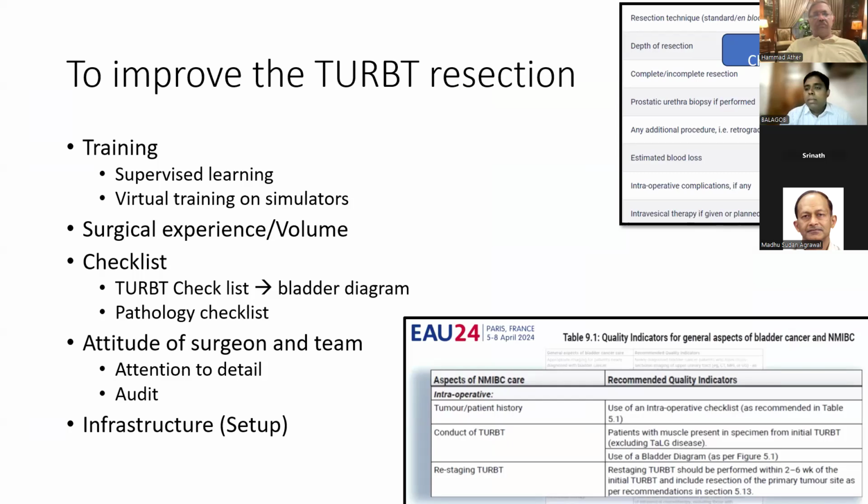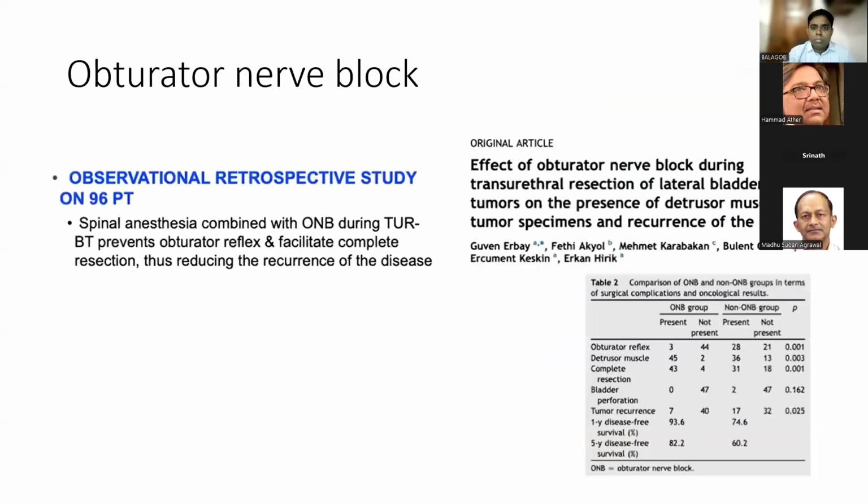When you are resecting a papillary tumor, put the exophytic portion in one bottle, the base of the tumor in another bottle, and the edge of the tumor in another bottle, with different locations of the tumors in different bottles, and do a good bladder diagram so everyone will understand. So the checklist about the patient, the checklist about the TURBT, and the checklist for bladder cancer are very important. And the surgeon should have a good attitude to improve the outcome of the TURBT, and there should be a good infrastructure, and we have to regularly do an audit on this.